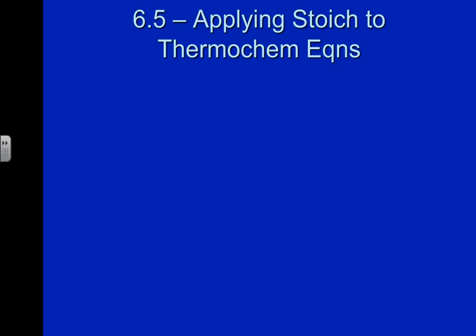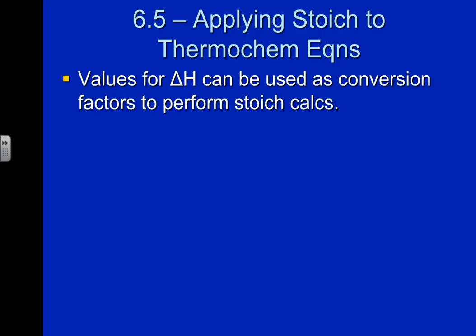All right, so moving on. Applying stoichiometry to thermochemical equations. Whenever we talk about applying stoichiometry, really what we're saying is that we're going to be able to use something as a conversion factor. When you think about metric conversions, when you think about stoichiometry and using molar ratios, these are all things that allow us to convert from one thing to another thing. And that's what delta H is going to be able to do also, which is pretty cool.